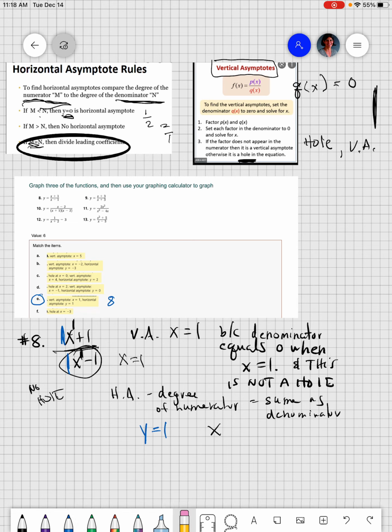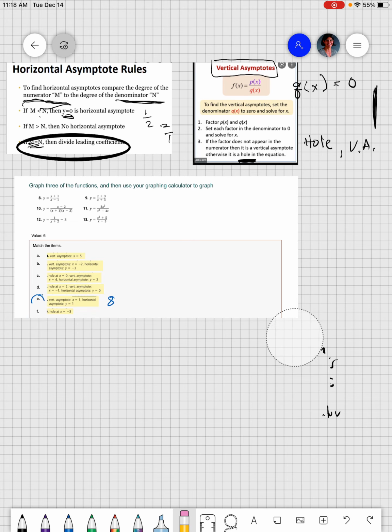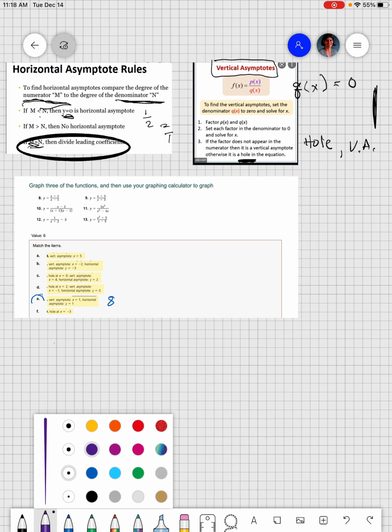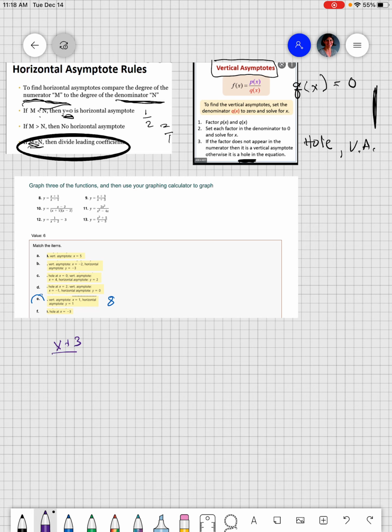All right, I'm going to erase because I'm not going to have enough space on here. All right, so now we're looking at 9. So 9 says x plus 3 divided by x plus 3. Again, we'll start with our vertical asymptotes. It is factored, and they would cancel. So this is essentially like 1. So there are no vertical asymptotes. There is a hole at the value that they cancel, x equals negative 3.